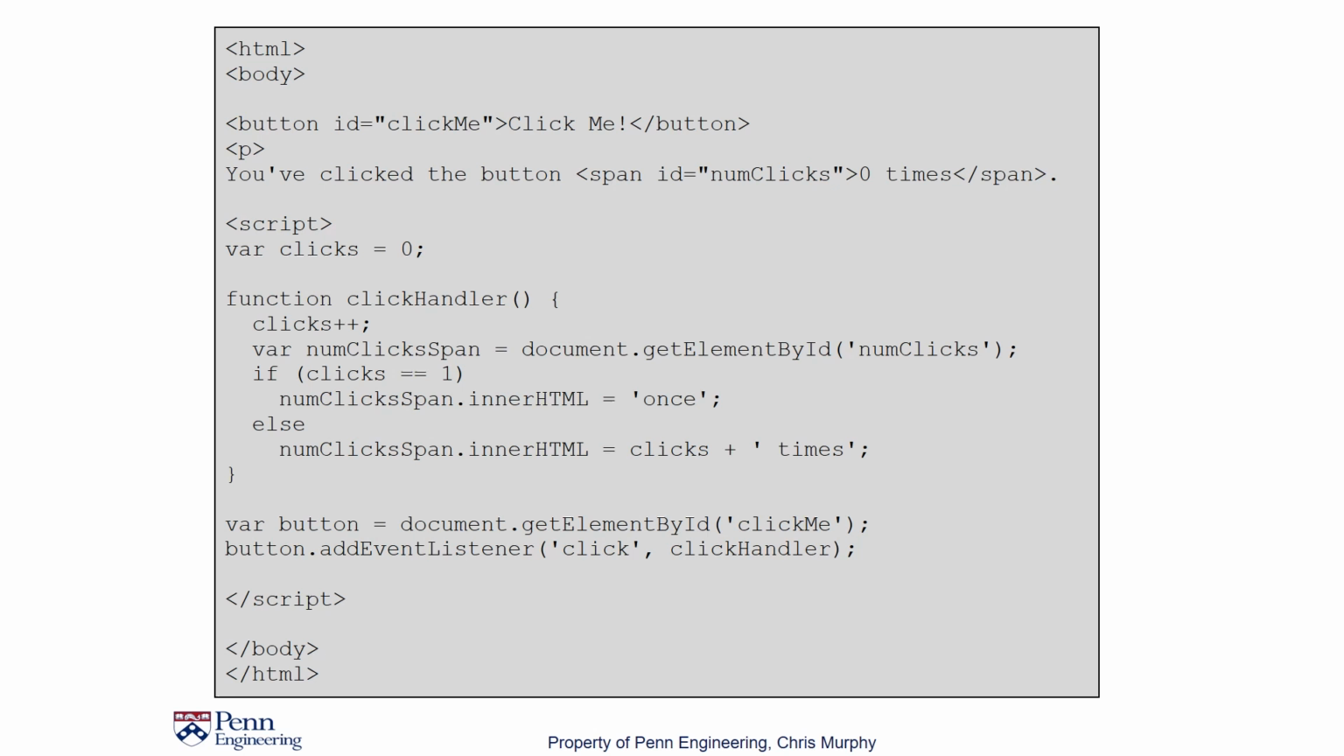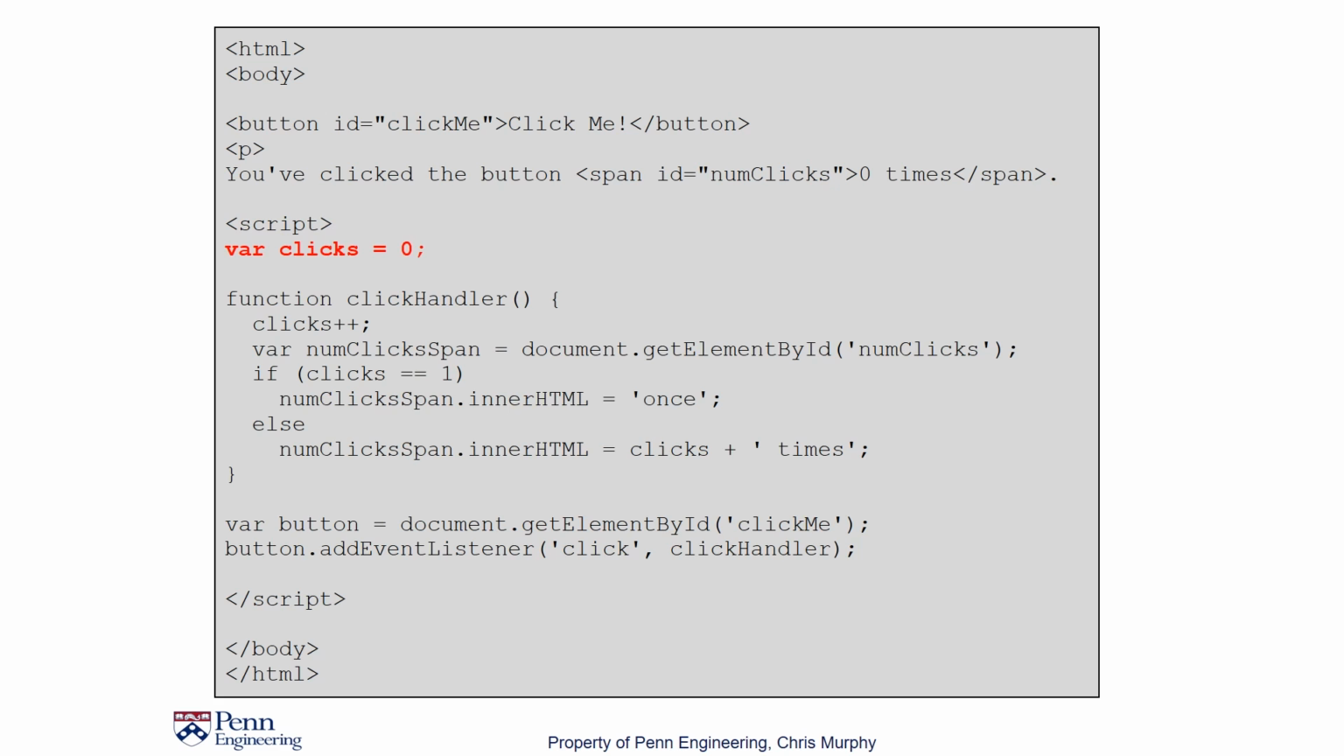In our HTML page, we have a button using the button tag. The button has an ID, which is click me, and then the contents that appear within the button. We also have a span that I've given the ID numClicks, and we initialize it to the value 0 times. Now let's look at the JavaScript, which is embedded into our HTML page.